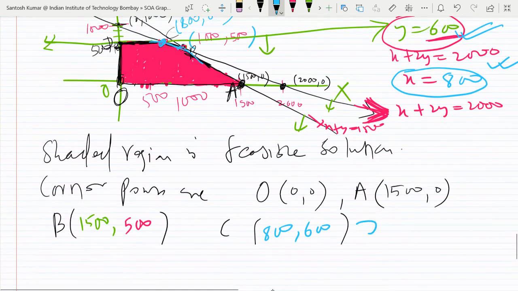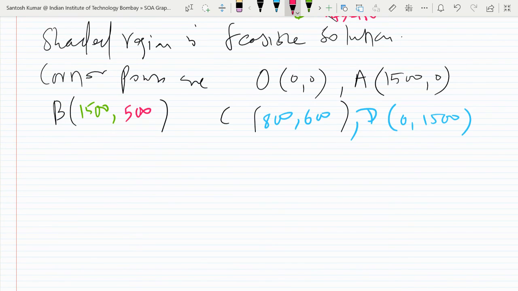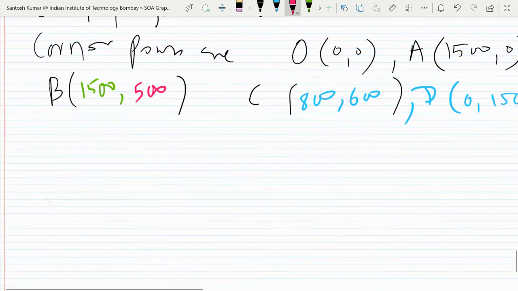Okay, and now let me call it D. So D is on the y axis. So x coordinate is 0 and y coordinate is 1500. So OABCD, these five are corner points. To get the optimal solution, at each corner point we have to find the value of the objective function. So let me make a table.